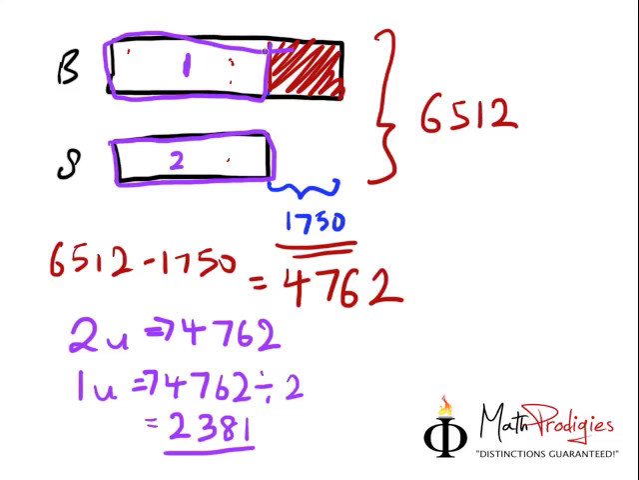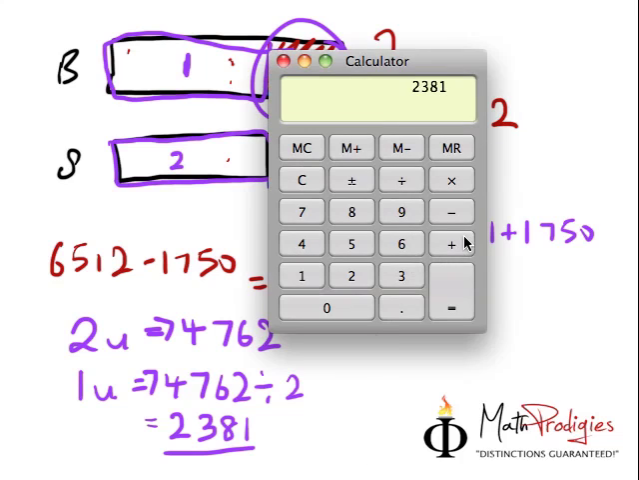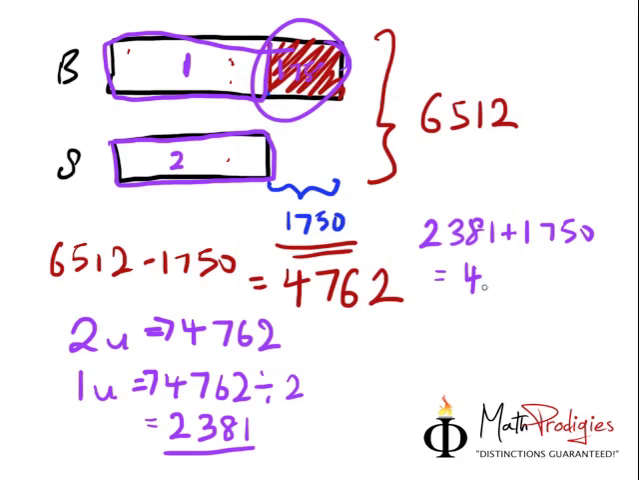So what is the bigger number? The bigger number is 2381 plus 1750, which is over here. So the bigger number is equal to 2381 plus 1750. We add it together, and the answer will be 4131, and that is the answer. If you got that one right, high five, because you are a math prodigy. Good job. All right, and that's it. Pretty simple so far, right? So that's how you do this question.